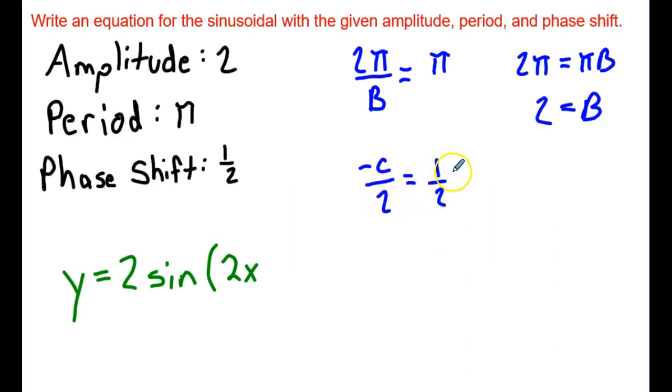If we multiply this 2 to the other side, we get that negative c is equal to 1, which implies that c is equal to -1. So to finish off inside the parentheses, we would have -1. We weren't told anything about a vertical shift, so this is our sinusoidal function with the given amplitude, period, and phase shift. In this next example, we want to use the graph to write an equation for the sine function.